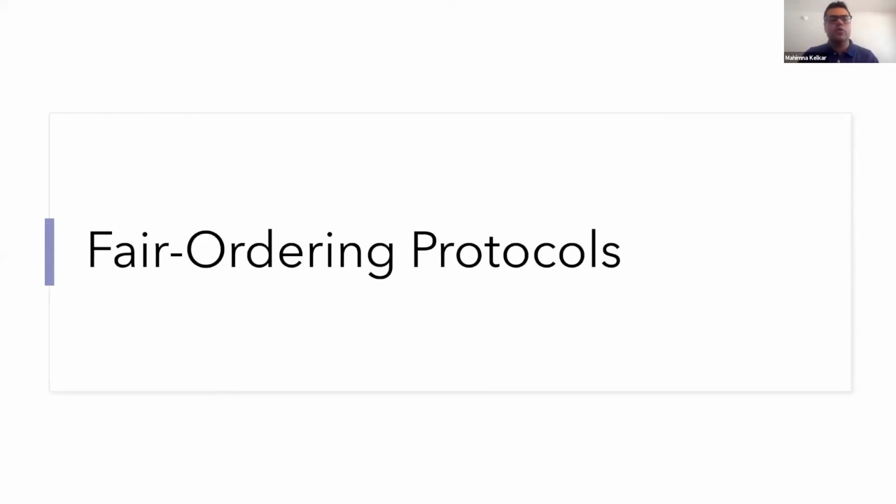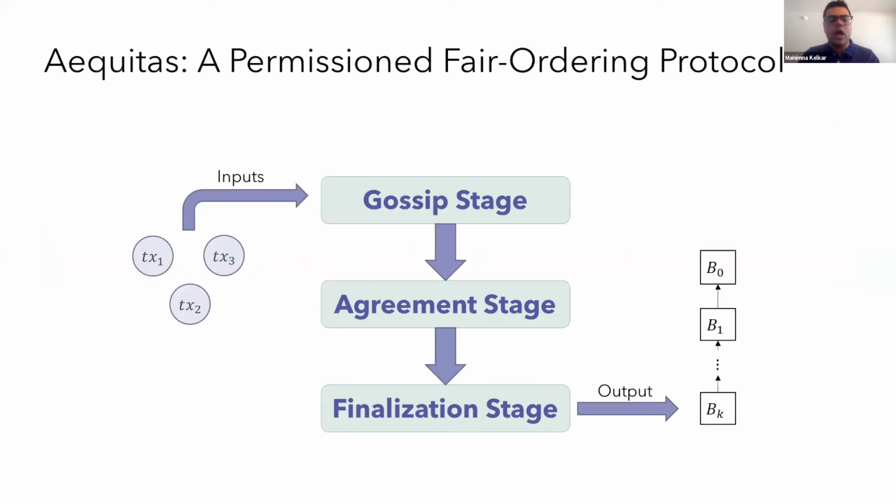So I want to move on to talking a little bit about our fair ordering protocols, both in the permissioned and permissionless setting. I'll start with our permissioned fair ordering protocol, Equitas. I'll just briefly overview the design here and not go into too many details, but build intuition on what the protocol design looks like.